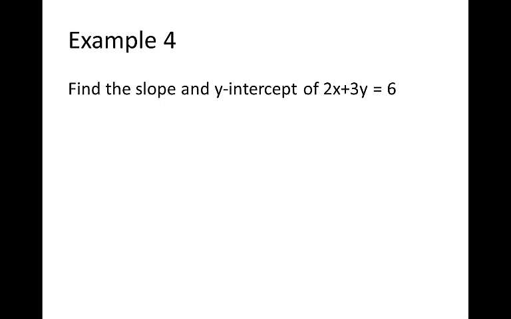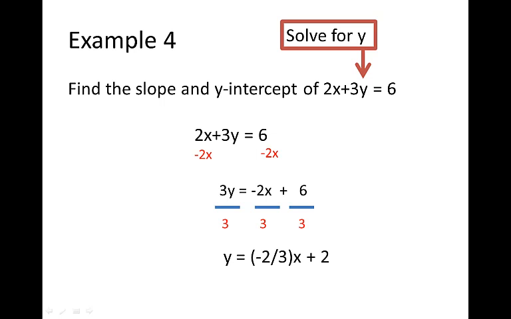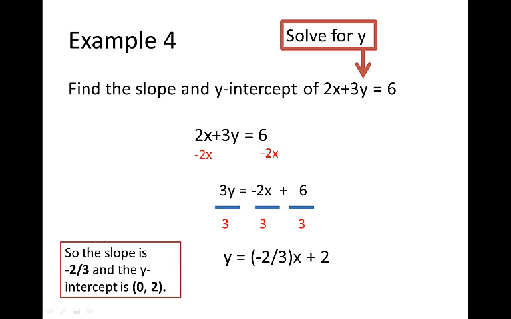How about this one? 2x plus 3y equals 6. Find the slope and y-intercept. This one's a little bit harder. We have to first solve for y. So we're going to subtract 2x from both sides. We'll have 3y equals negative 2x plus 6. We'll divide everything through by 3 and simplify if we can. And so we'll get y equals negative 2/3 x plus 2. And so our slope is negative 2/3. Y-intercept is at (0, 2).